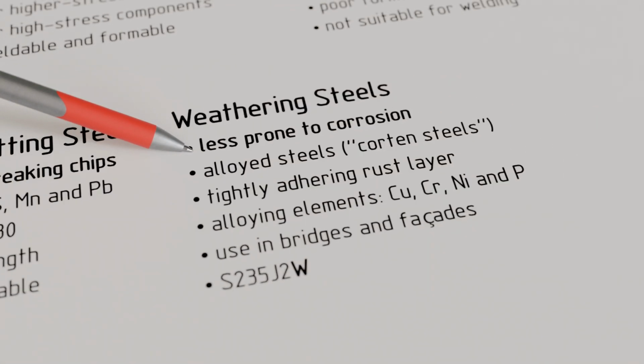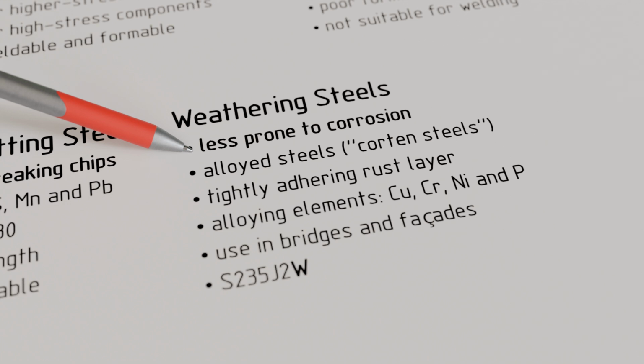Weather-resistant steels, also known as corrosion steels, are special alloyed steel types that are significantly less susceptible to corrosion than conventional structural steels. Unlike regular steels, they form a dense, firmly adhering rust layer on their surface when exposed to moisture. This so-called patina protects the steel from further corrosion and eliminates the need for additional coatings. In other words, weathering steels do rust, but typically do not rust through like standard structural steels would.